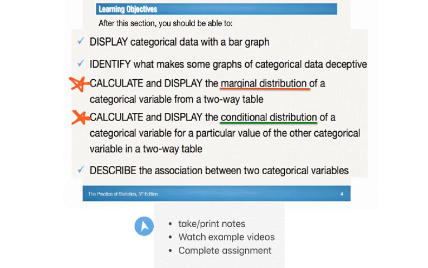So, if you didn't take notes, I suggest that you print out the notes, or you can watch this video as many times as you like and take some notes. Next, you should watch the example videos that are located in the Schoology folder. They're very short. And then finally, complete the assignment, and after that, check your answers.